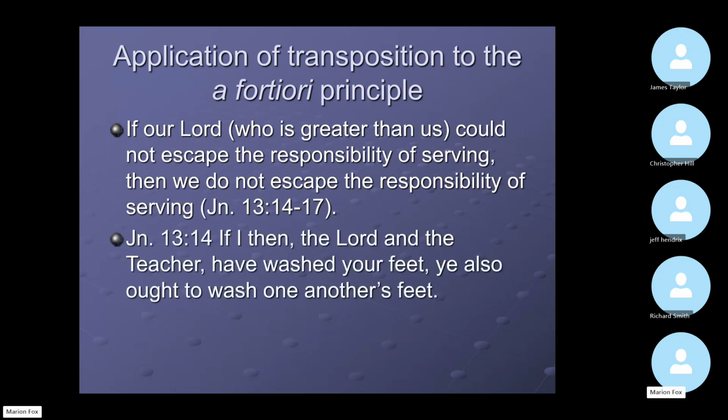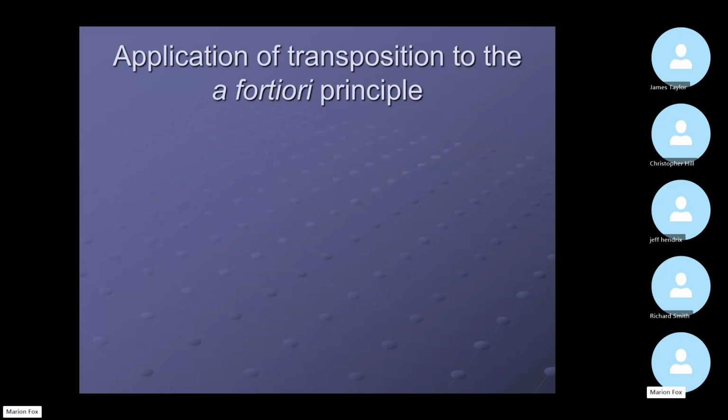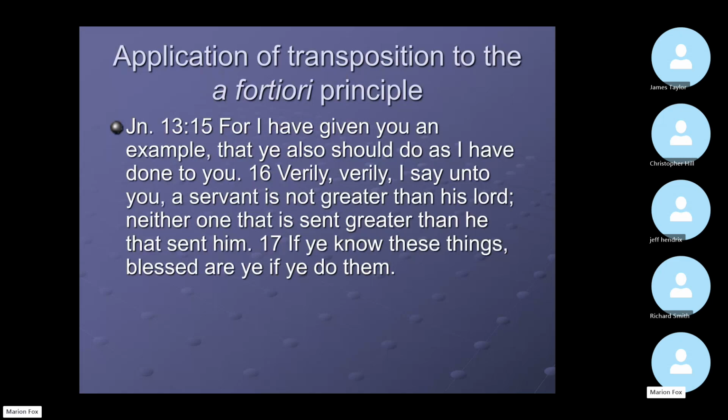In this passage, "If I then, the Lord and teacher, have washed your feet, ye also ought to wash one another's feet." And he goes on and says how he's greater than them. So if you look in this context, Jesus is actually using the a fortiori principle. I have not escaped the responsibility of serving, and I became a servant. "For I have given you an example that you also should do as I have done to you. Verily, verily, I say unto you, a servant is not greater than his Lord, neither one that is sent greater than he that sent him."